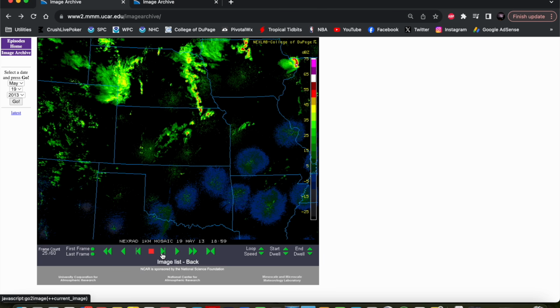Now, I've also heard a theory from a lot of fellow chasers that the Moore supercell was influenced by an outflow boundary from the previous day's convection. But after doing some digging, I really can't find any evidence of a boundary in central Oklahoma on May 20th, of course, other than the cold front and dry line.